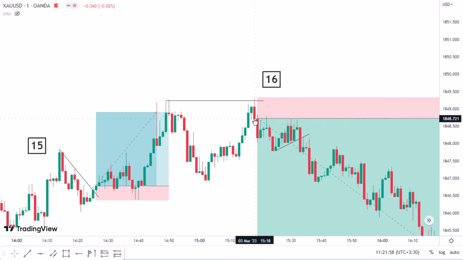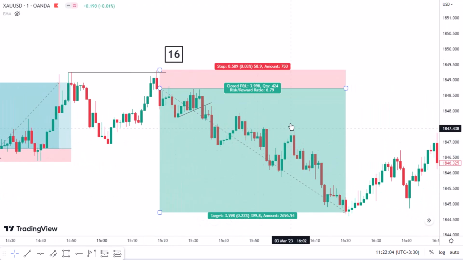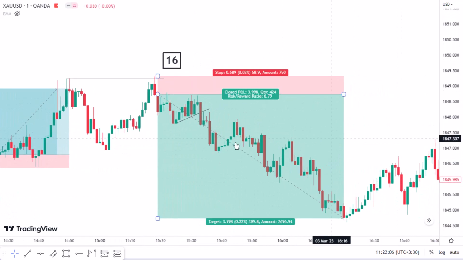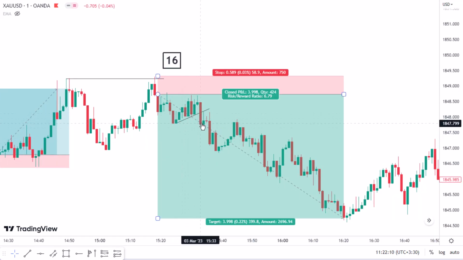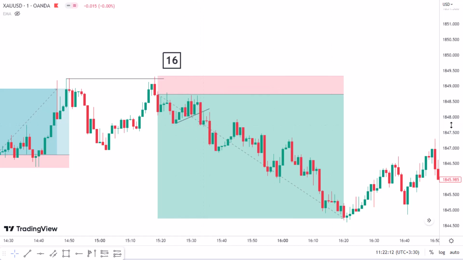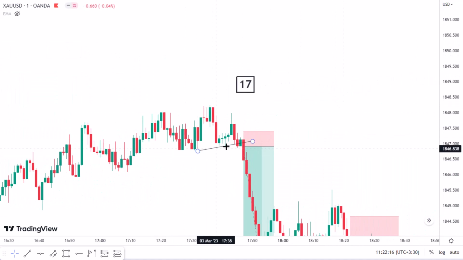Enter the sell position here on body close, put your stop loss above that candle, and it gives us a reward of 6.8. You could also enter a sell position on this trend line too, with the break of this red candle. On trade 17, we have a trend line with 3 touches.